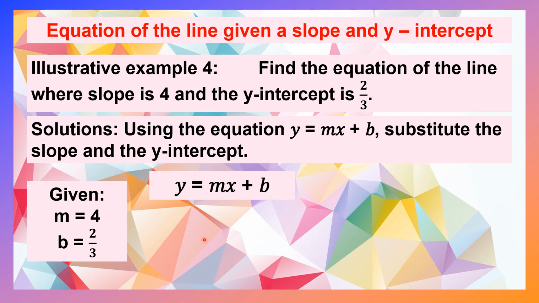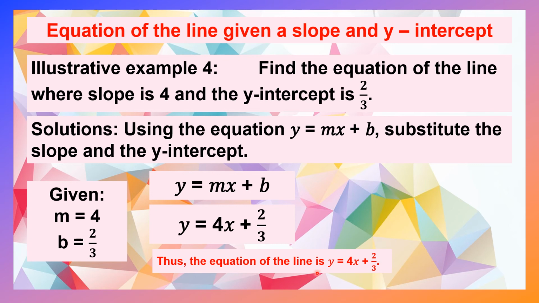So using now y equals mx plus b, isubstitute lamang natin tong dalawa. So yung m natin ay papalitan natin ng 4. So we have now 4x plus yung b natin ay 2/3. Then just copy y equals. Thus, the equation of the line is y equals 4x plus 2/3.